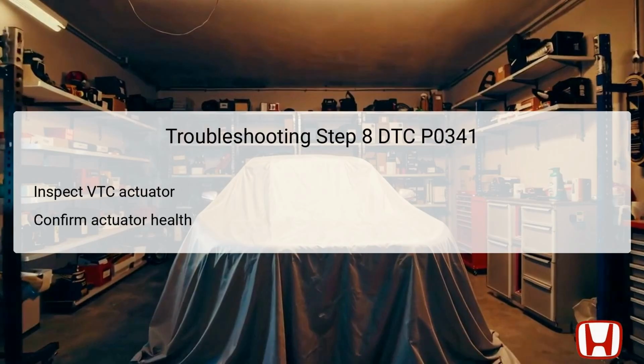To proceed, inspect the actuator for signs of failure, blockage, or wear. If the inspection reveals that the actuator is functioning properly, it's a positive indicator that the timing mechanism is intact. However, if any issues are discovered during this inspection, replacing the VTC actuator will be necessary to correct the problem. Once this is done, conducting a repair verification will solidify the repair process, ensuring that the DTC does not reoccur.